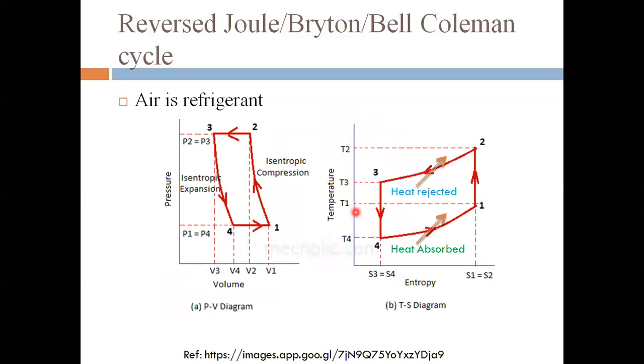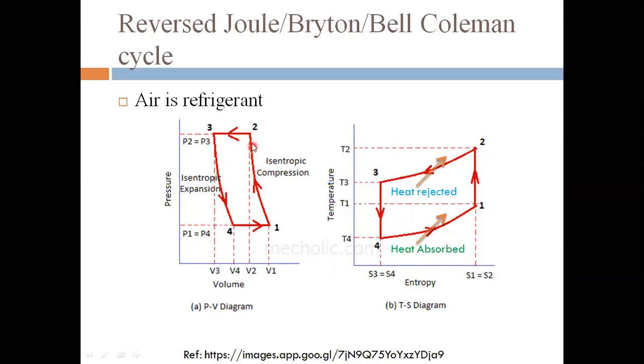Now, the PV and TS diagram. In the PV and TS diagram, first we will discuss the PV. Similarly, we will discuss the TS diagram later on. In the PV diagram, as we already discussed, in the compression process the pressure and temperature are increased.